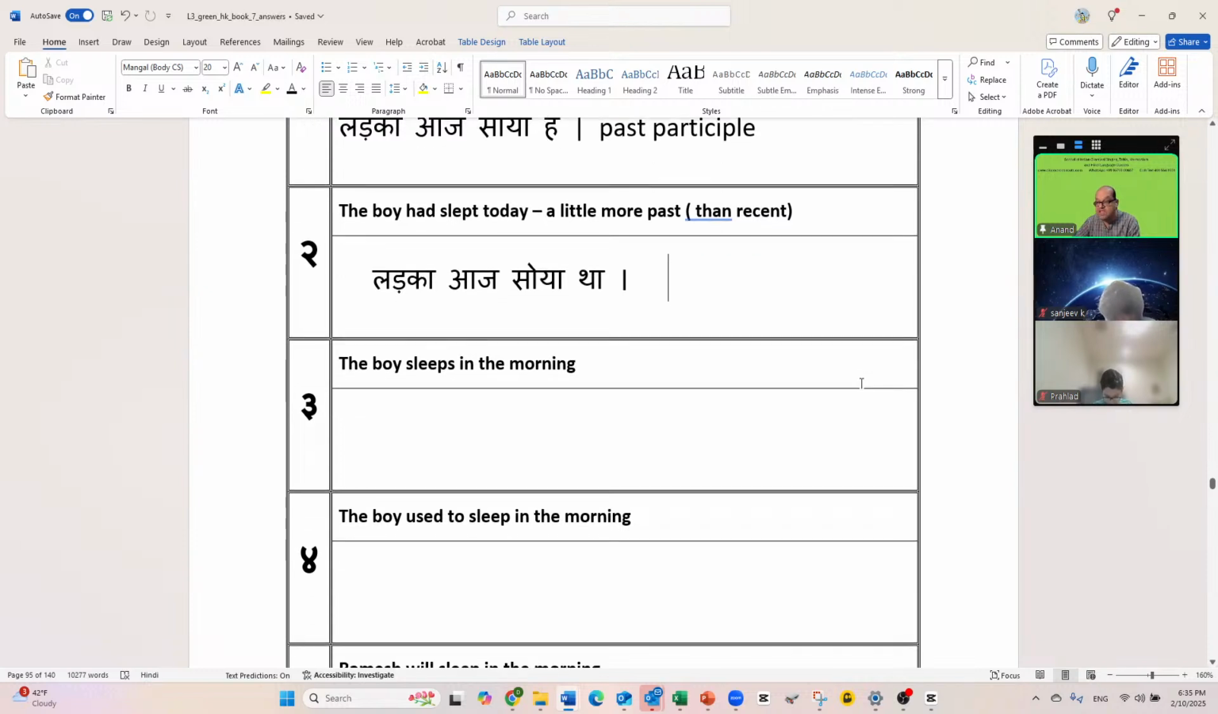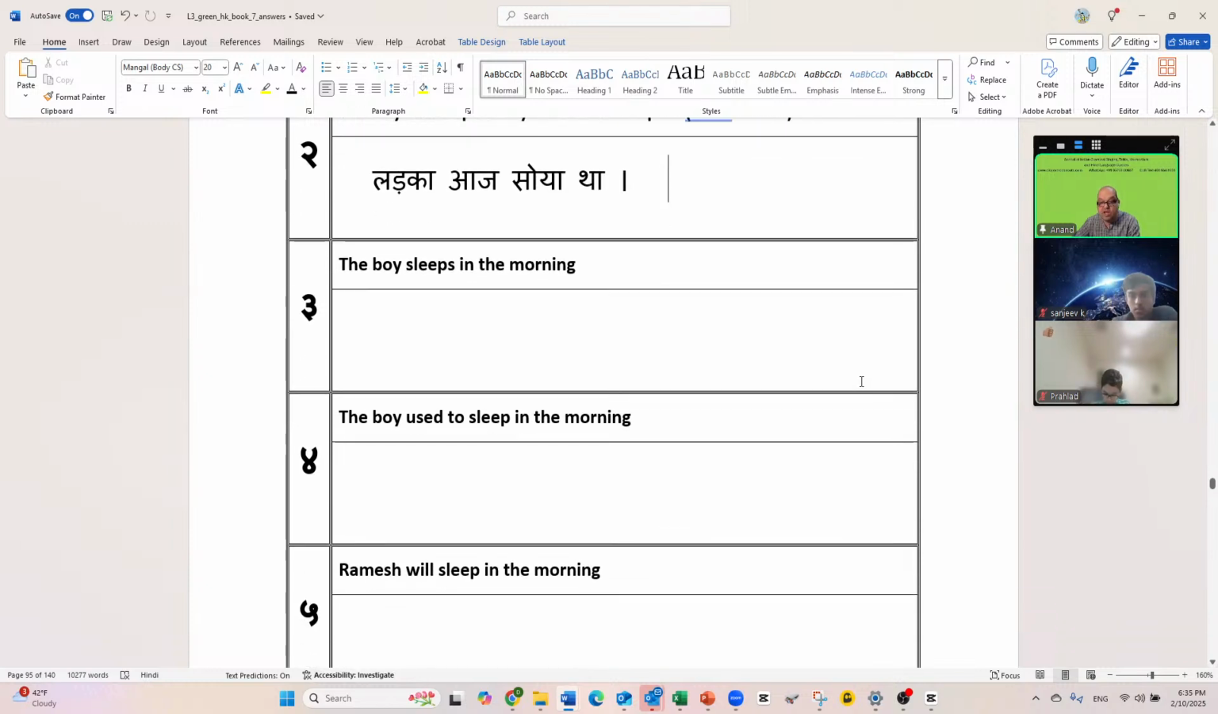Did you all finish writing this part, both of you? Okay. So, Prahlad, let's go to the next sentence. The boy sleeps in the morning. Now, this one, does it tell a particular time when the incident of sleeping happened?